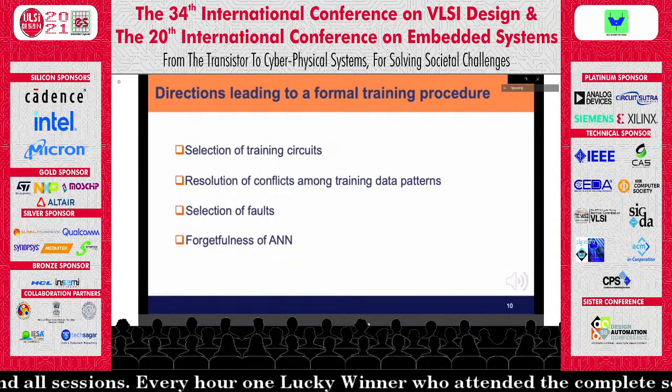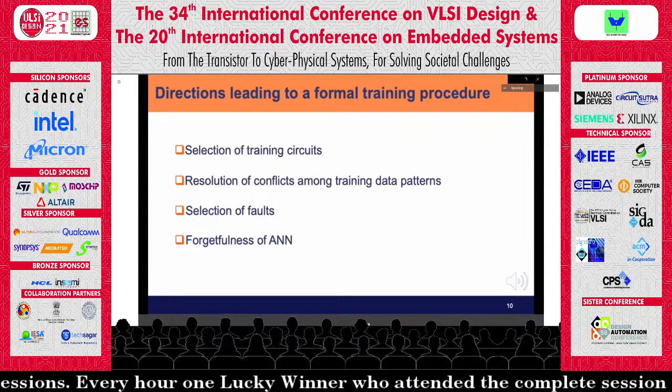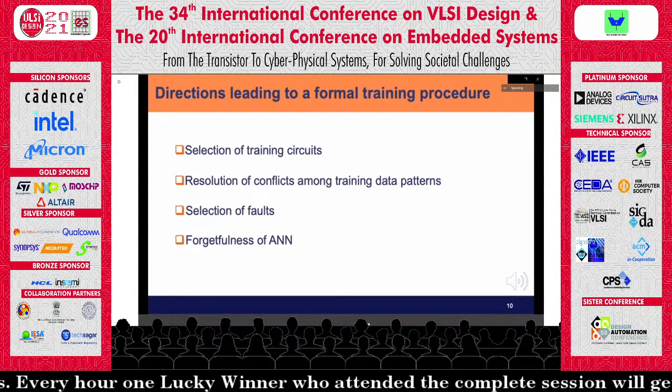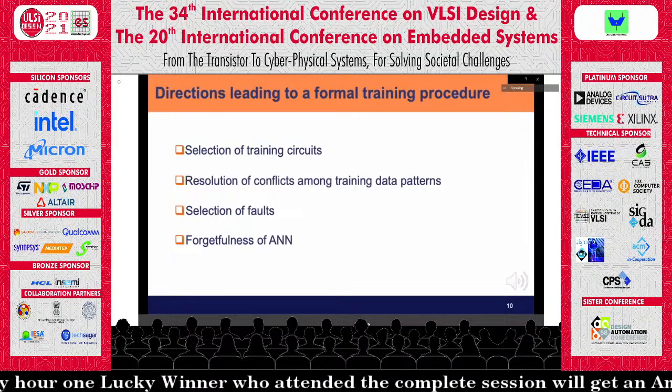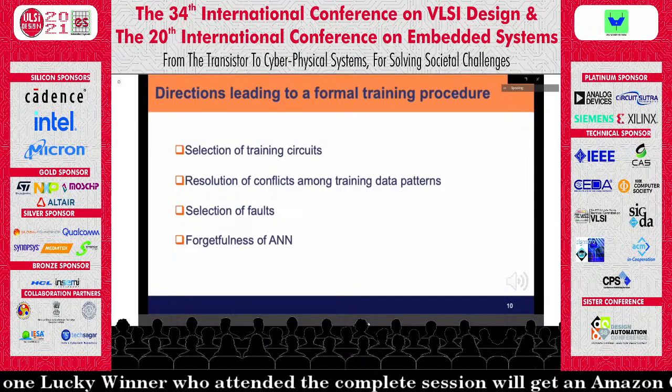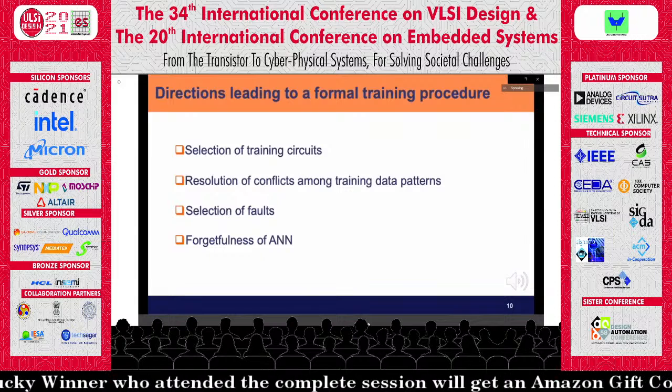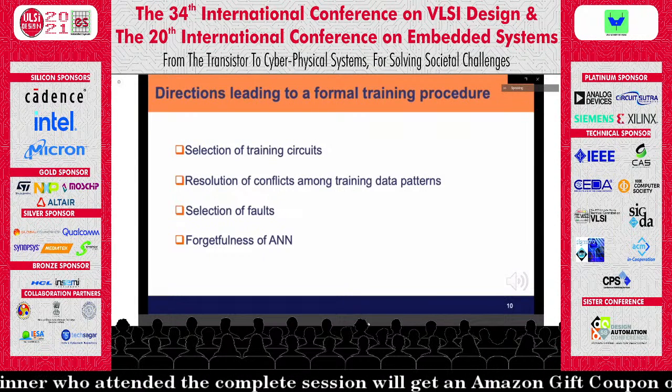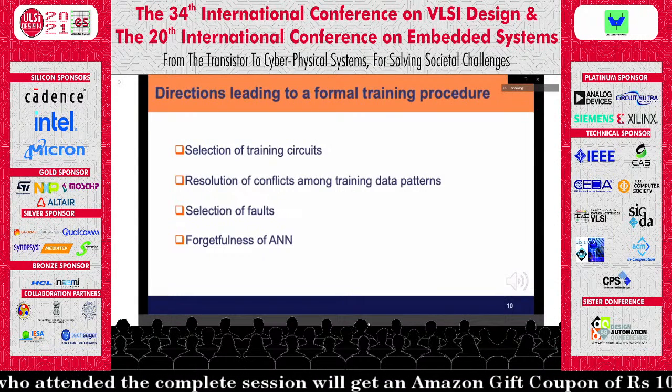Secondly, the training data patterns may lead to an increase in training error of the ANN and thus degrade its guiding ability. This is explained in detail in upcoming slides. Thirdly, not all faults provide useful training information, and pre-selection of faults for training may unnecessarily increase the training data volume without benefit.